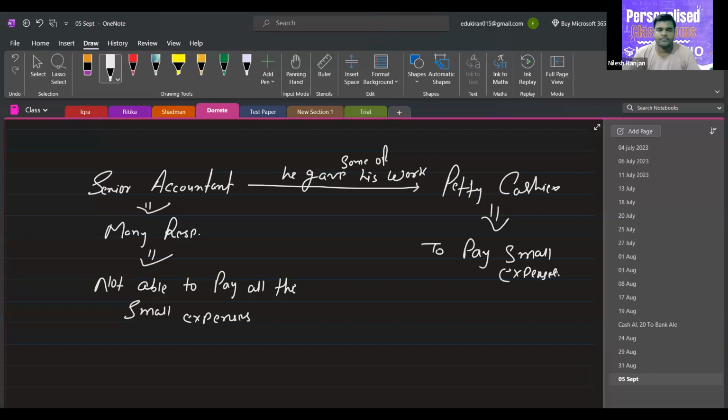Yes, sir. Okay. Now, for payment of these small expenses, does the petty cashier need some cash or not? Yes. So who will give this money to the petty cashier? Parents. Okay. In a business organization, I gave you the previous example for understanding. In business, there are no parents. So the senior accountant will give this money to the petty cashier.